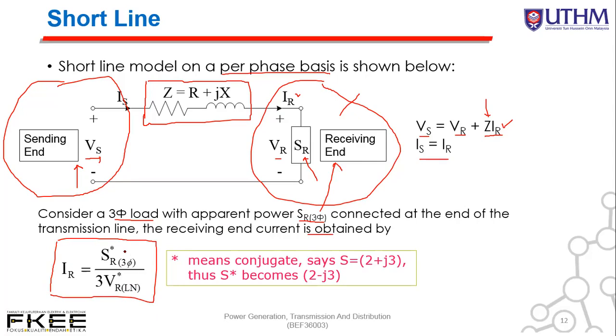So this term means conjugate. What is the meaning of conjugate? Conjugate is just a transformation. For example, S equal to 2 plus J3, so S conjugate will become 2 minus J3.